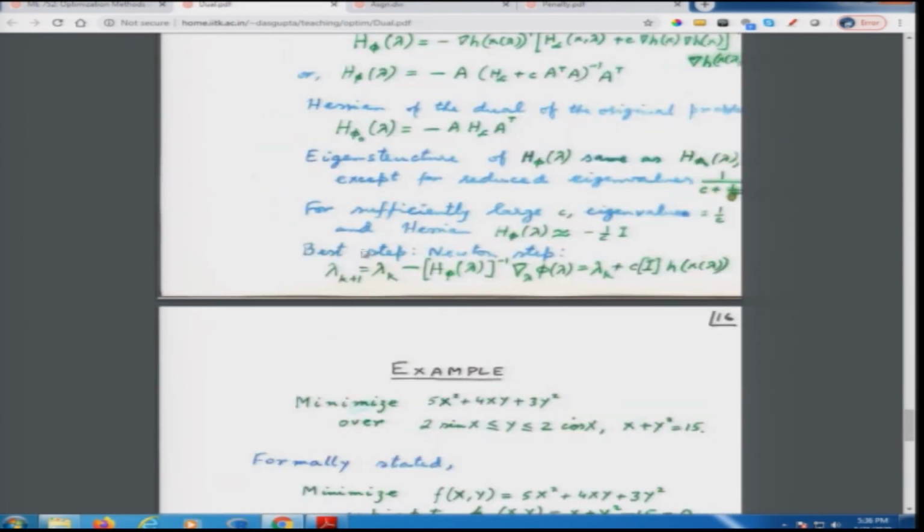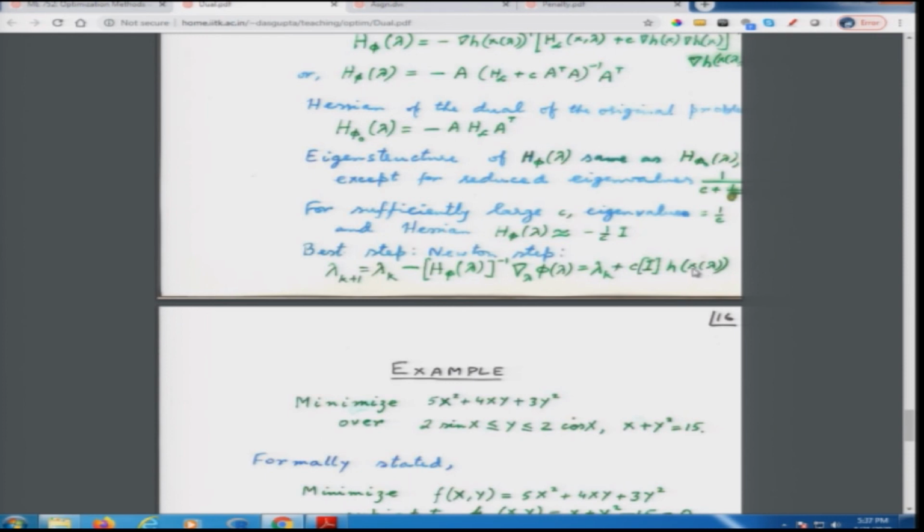And then if you try to work out the Newton step with that, you will find new lambda equal to old lambda plus this minus 1 by C I inverse. So, that will be C times I, and this is H. Identity times H is H, and lambda k plus 1 turns out to be lambda k plus C into H. That is the update formula for the Lagrange multipliers.